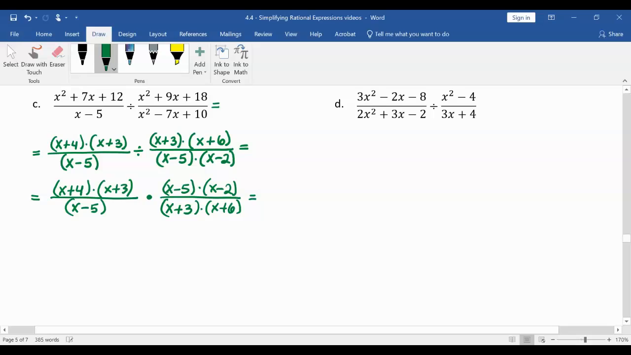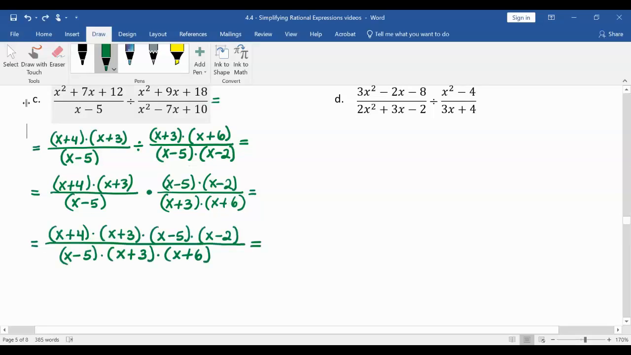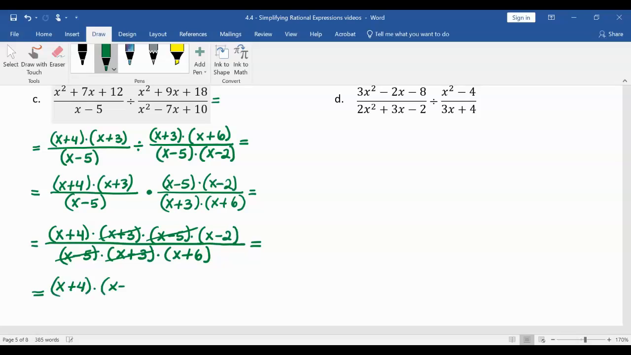Next, let's multiply the numerators together and then we multiply the denominators together. Last step, we reduce the terms that are in both the numerator and denominator. We simplify x plus 3, we simplify x minus 5, and we are left with x plus 4 times x minus 2 over x plus 6. This is our answer.